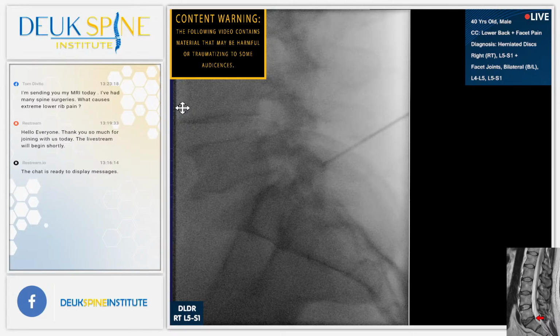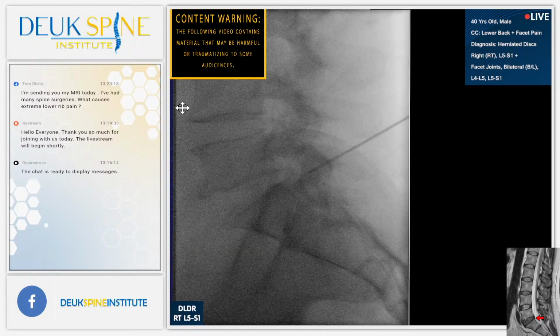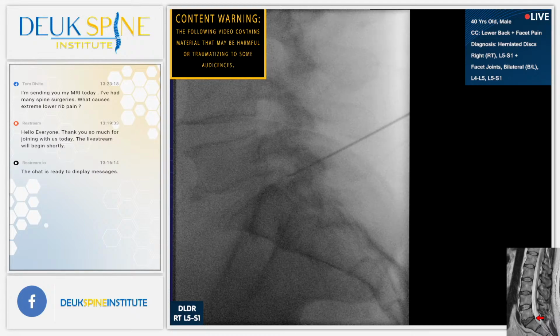L5-S1 can be challenging to get to. Shot. All right. Are you happy with me proceeding? Yeah. Yep. We're getting good respirations now. He is a very strong guy and very powerful.